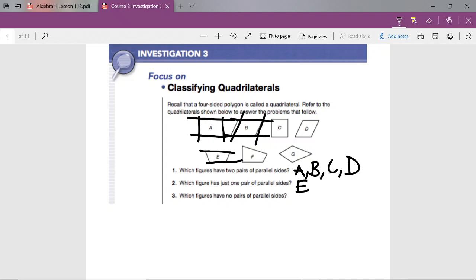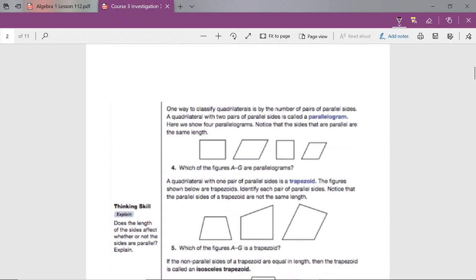F, unfortunately, these two sides are not actually parallel because they will intersect. So F is not going to work in either of these. Nope, those are not parallel. And G also doesn't have any pairs of parallel sides. So we would say for number 3, F and G don't have any pairs of parallel sides. So from this, we can actually name them pretty well. So one way to classify quadrilaterals is by the number of pairs of parallel sides.